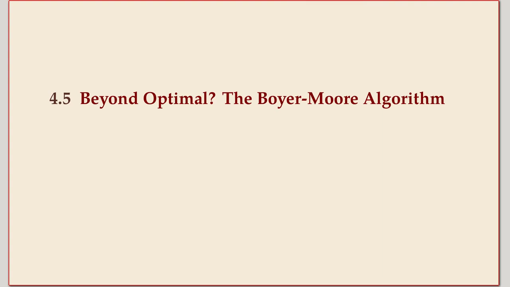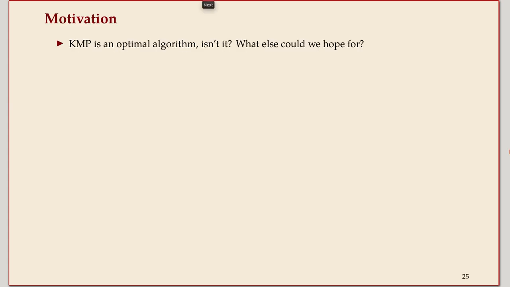We talked last time about the Knuth-Morris-Pratt algorithm, which turned out to be a worst-case optimal algorithm for string matching. You might remember it had essential running time theta of n plus m, so that's the same as scanning the text and the pattern each once. And that's clearly the best we can do, or can we? What else could we hope for than optimal?